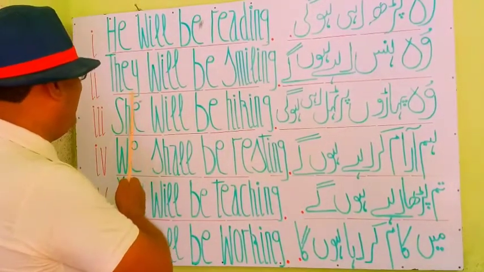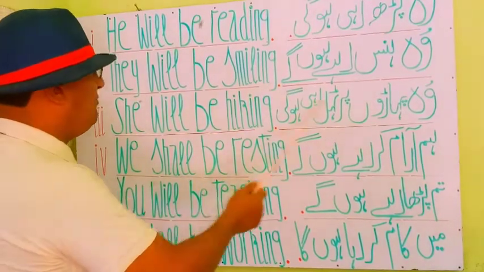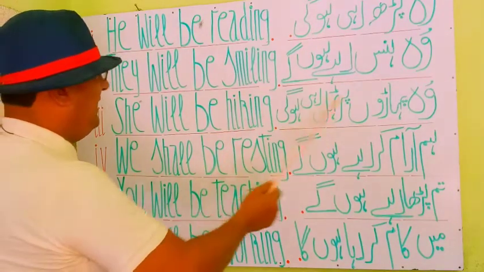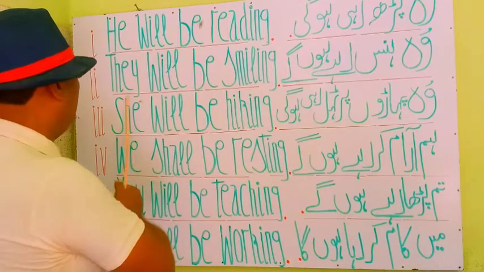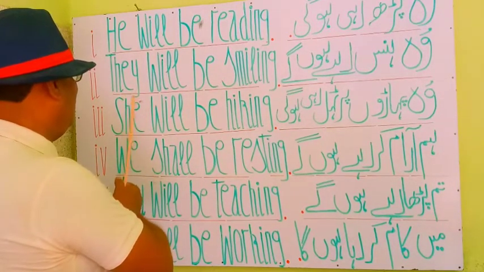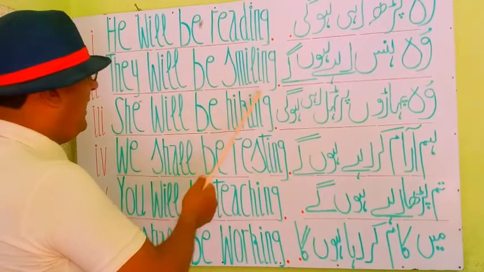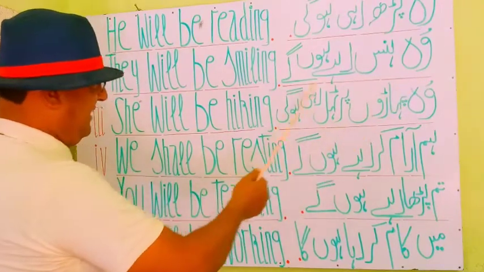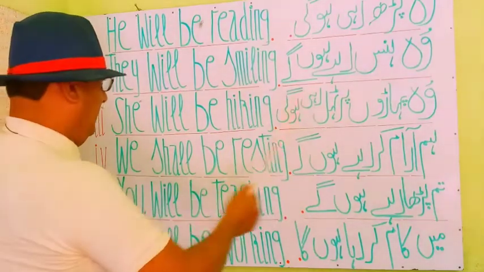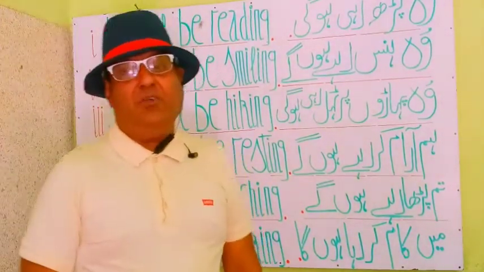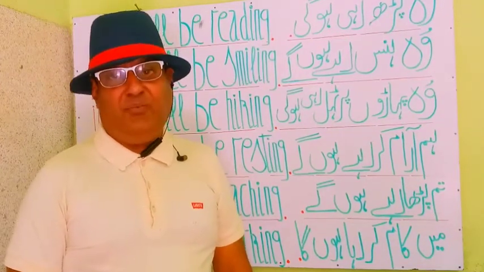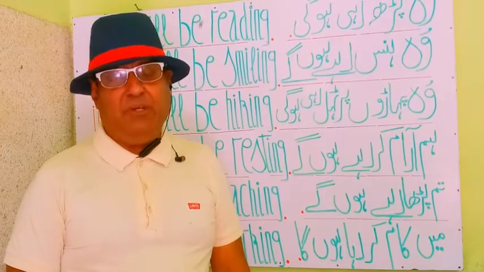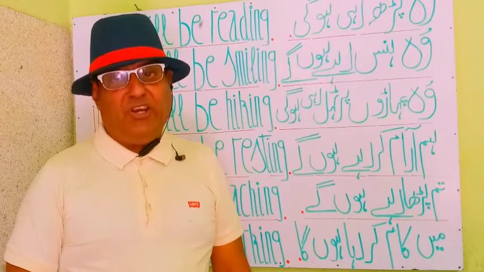You see, my students, next one is they will be smiling, वो हंस रहे होंगे. Here you see, they is a plural pronoun and the subject in this statement. Will be is a helping verb and smiling is a verb, and the phrase is वो हंस रहे होंगे. This sentence also reflects that the verb will be in progress in future time, in coming time, and this is the future continuous tense.